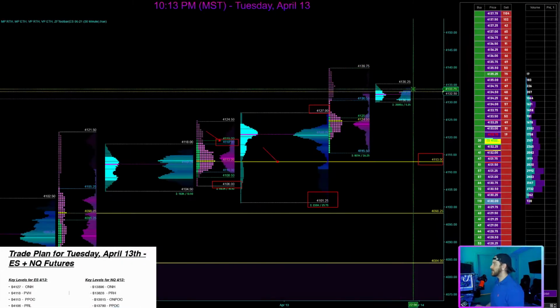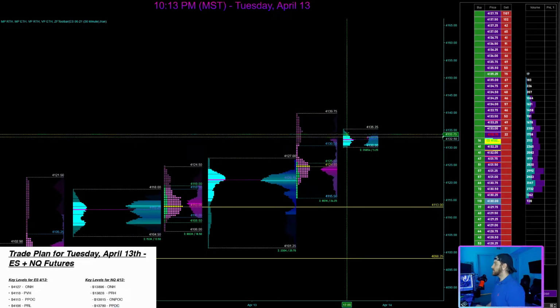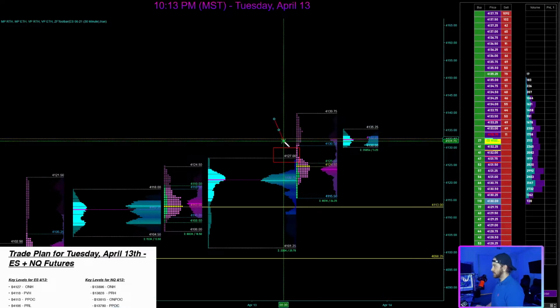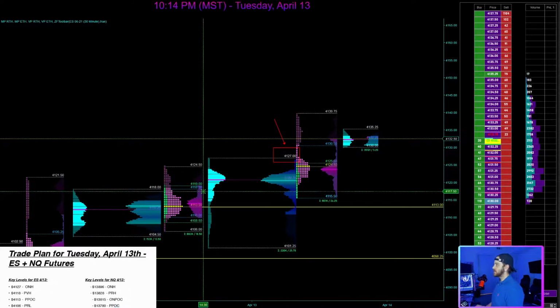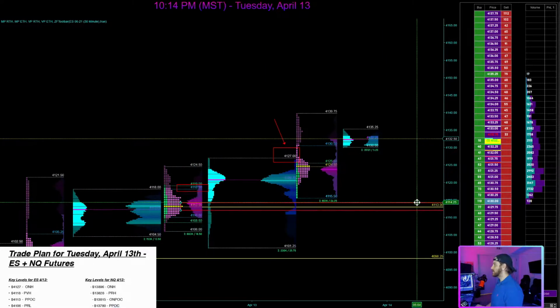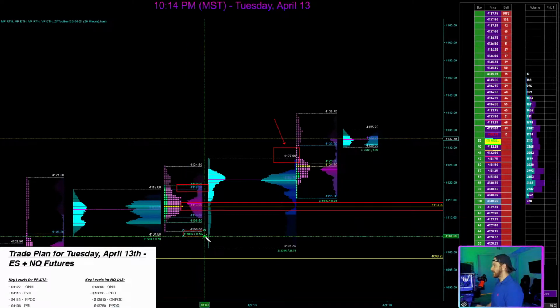So starting with the first level, I was looking at the overnight high at 41.27 there. Second key level I was interested in was the prior value area high at 41.18. Third level was yesterday's POC, this 41.13 level, and you can see how tight of a range we had. You can see the labels down here. We had an 18.5 point range.